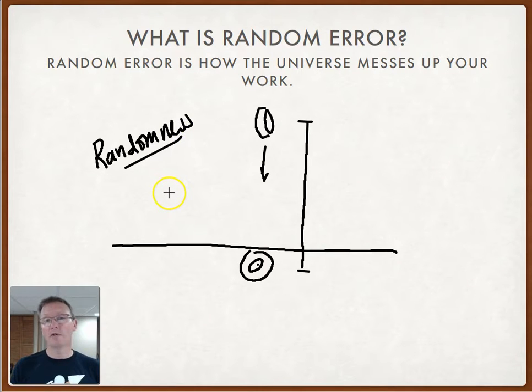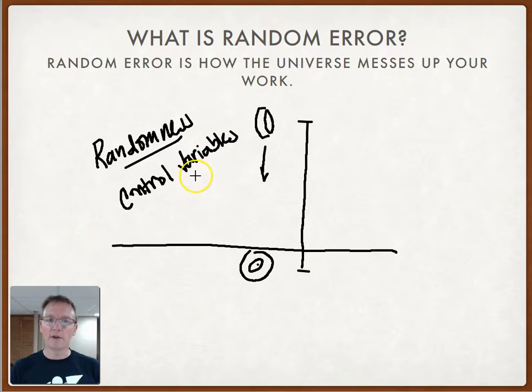Now, we can try to get rid of as much as possible, and we do that by controlling as many variables as we can. So control your variables. Why do you want to control your variables? Because those random errors can be minimized if you can take as many variables as possible and make them as constant as possible. It doesn't get rid of all of it, but it does get rid of some of it.